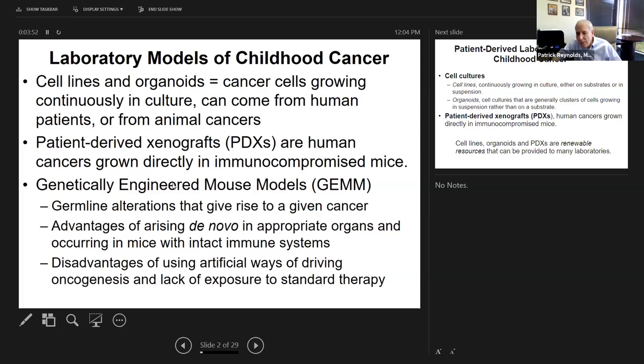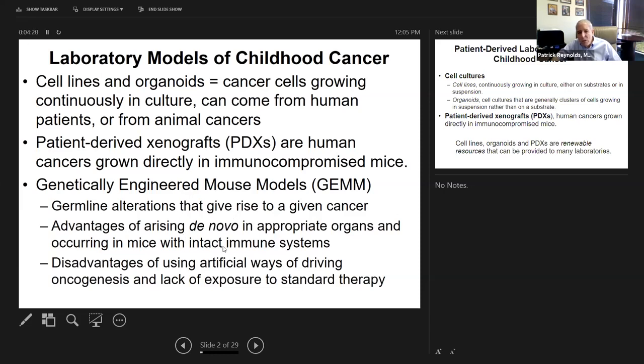And we're not going to talk about GEMs today, but I do want to mention them. Germline alterations that give rise to a given cancer can be introduced into the germline of mice and generate de novo cancers in appropriate organs in the mice. And the advantages are that they have these tumors occurring usually in the spot where they're going to occur and with intact immune systems. But there are also disadvantages to these.